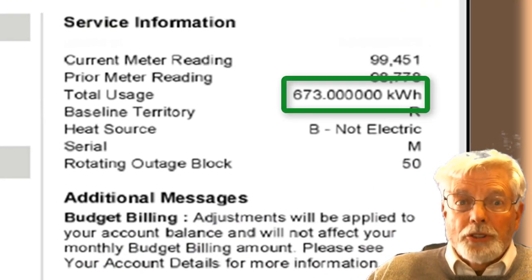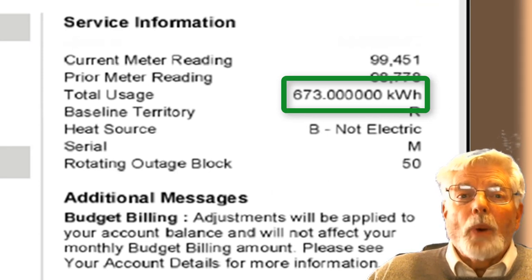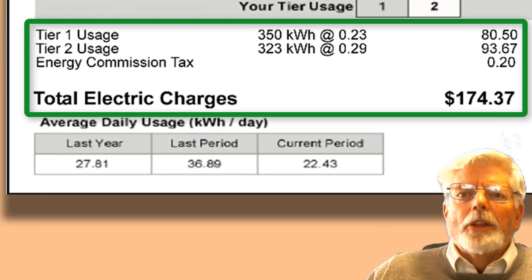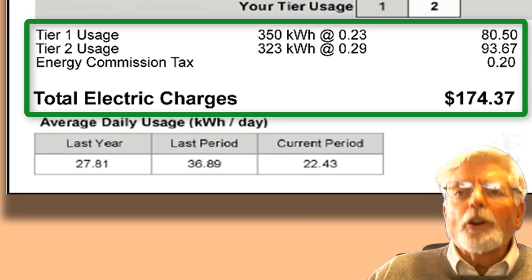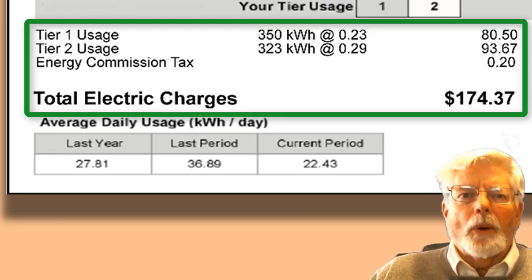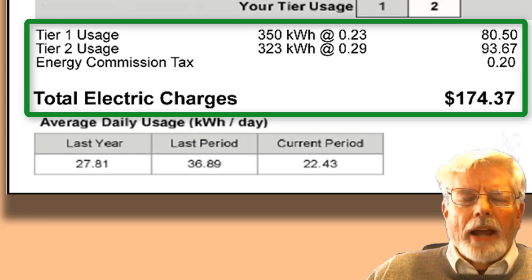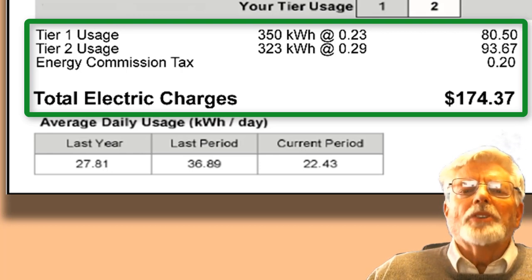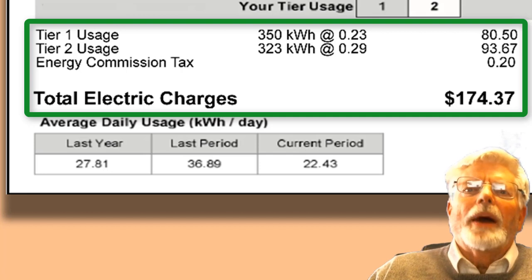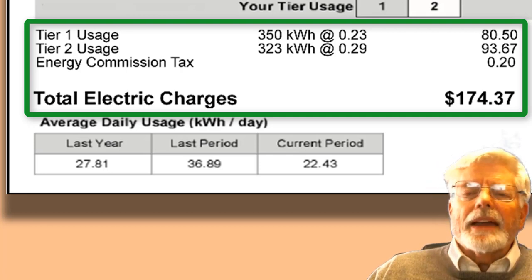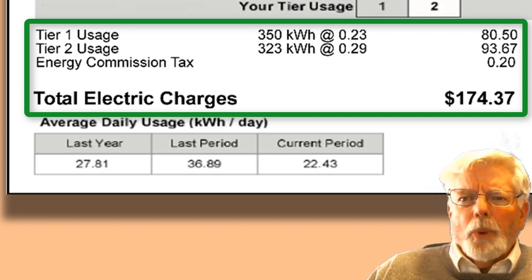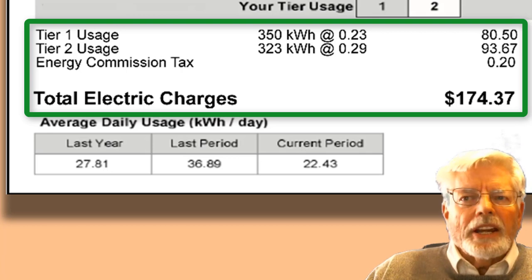Our house used 673 kilowatt hours for the month shown. There were 350 Tier 1 kilowatt hours and 323 Tier 2 kilowatt hours. The bill was computed at 350 kilowatt hours times 23 cents per kilowatt hour for Tier 1 and 323 times 29 cents for Tier 2.